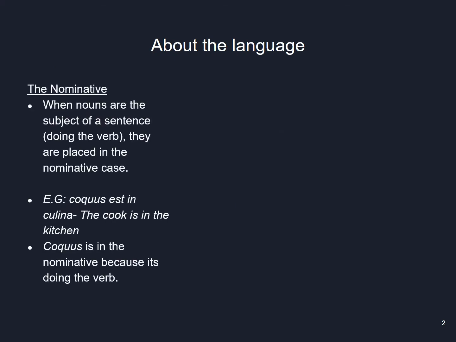So firstly, we're introducing you to the nominative case. This is used when nouns are the subject of a sentence, i.e. they're doing the verb. A good example of this is Coquus est in Colina. So the cook is in the kitchen, the cook's been placed in the nominative case as he's doing the verb.